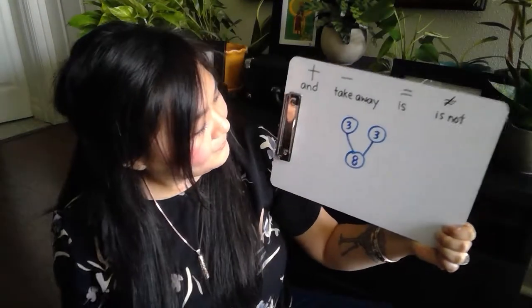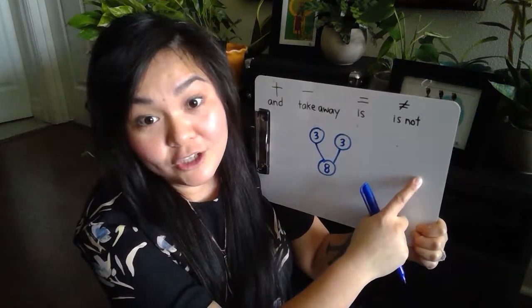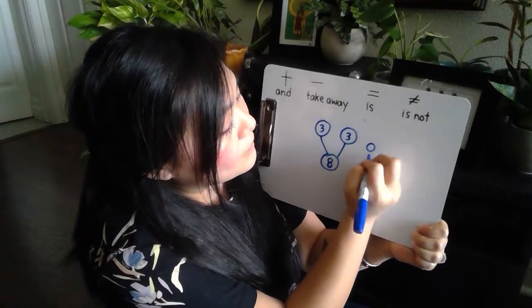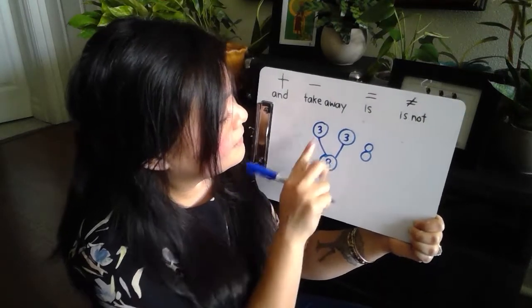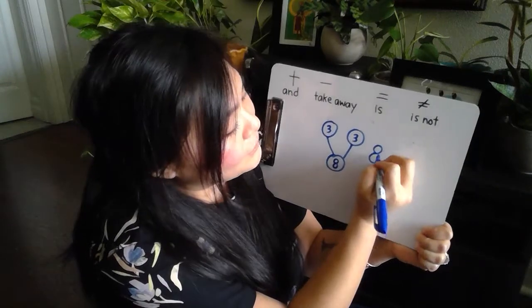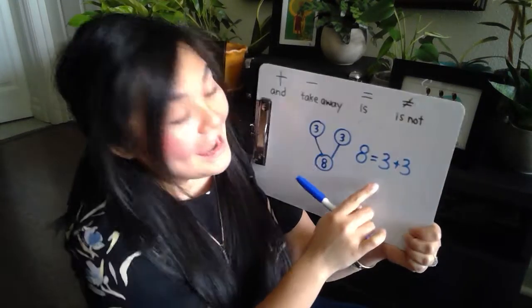Great. So again, I'm going to write the number sentence or the equation next to it that matches this number bond to help me think about whether or not this number bond is true or false. So the whole is 8, the parts are 3 and 3. So 8 is the same as 3 and 3.